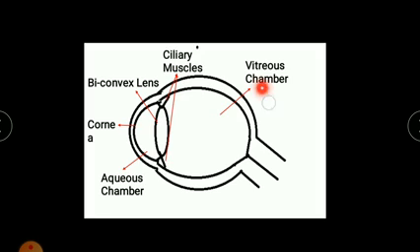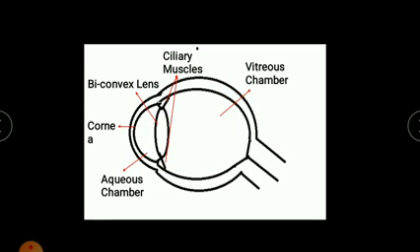What is the function of the vitreous chamber? If the vitreous chamber is not there, the whole eyeball would not be able to maintain its structure. The main purpose of the vitreous chamber is to maintain the structure of the eyeball.